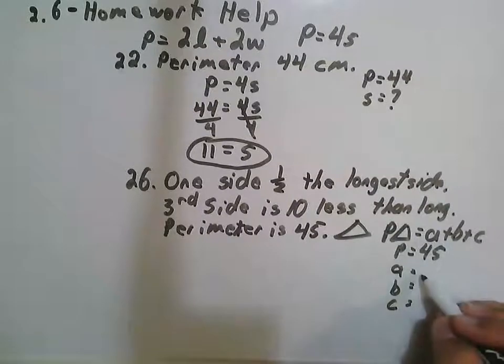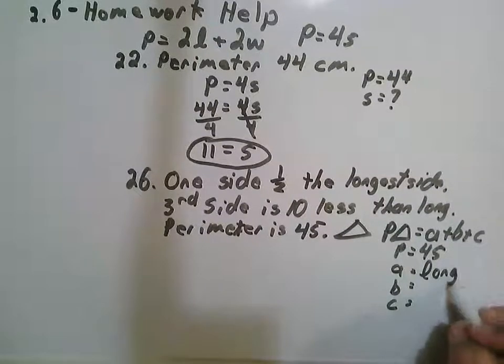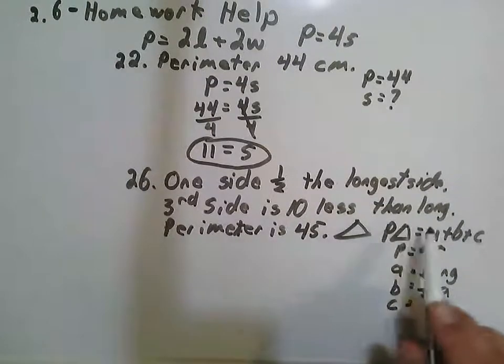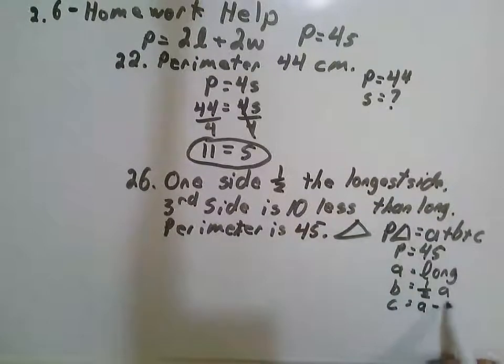So in this particular case, I'm going to say that A is equal to my longest side. And then I'm going to determine that this is going to be my shortest, and this is going to be the third side. It really doesn't matter which one you pick. But it says if one side is half the longest, that means that this is going to be 1/2 A. And then it says my third side is 10 less than the longest, so that's going to be A minus 10. So that's how I'm going to set that up. And then basically I'm just going to substitute these in, right? And this is still going to be equal to A.